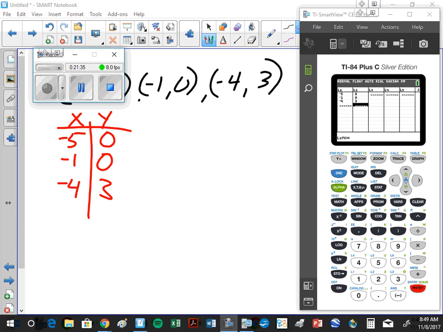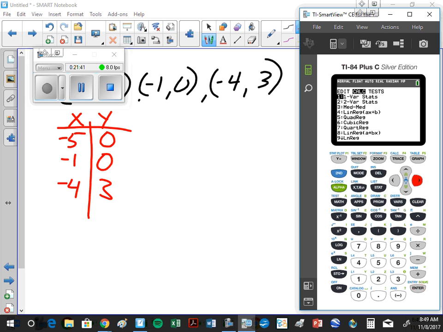Once I have those entered, I need to go to the calculate page. If you push stat and go to calc, we want to do number 5, which says quadratic regression. Now don't confuse number 5 with number 7. We want quadratic regression. We don't want quartic regression. I push number 5, and then I have to go all the way down to calculate. Some of you just need to push enter.